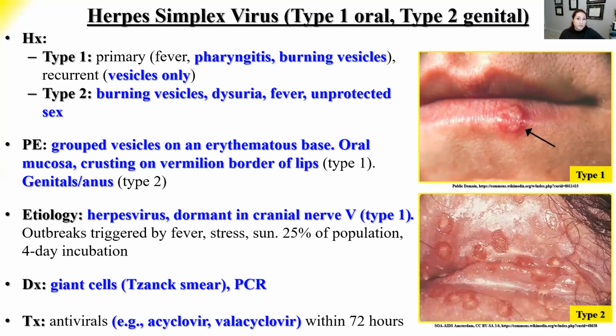The diagnostics for this are highly tested on your exam. So giant cells on a Tzanck smear or a PCR, which is a genetic test for these. We're going to treat them with antivirals within 72 hours of the symptoms to shorten the duration and the symptoms. Acyclovir, valacyclovir, and you can put these on 2 dosing regimens. Number 1, you can do a suppressive type of therapy if they have very common outbreaks. Or number 2, you can put them on just per outbreak therapy. They take a bolus dose of the antiviral when they have the outbreak.